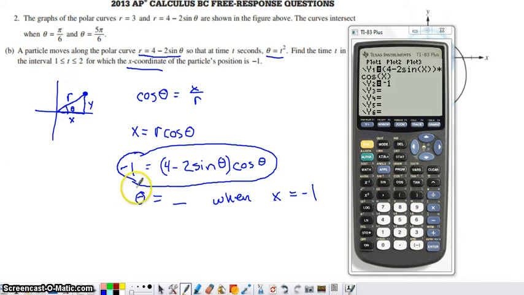So I'm going to graph two things. I'm going to graph this, but the weird thing here is that I have to replace the variable theta with x's. So I've typed in the right side of this equation for y1, and I've got y equals -1 as the other equation. I want to know when these two graphs equal each other.